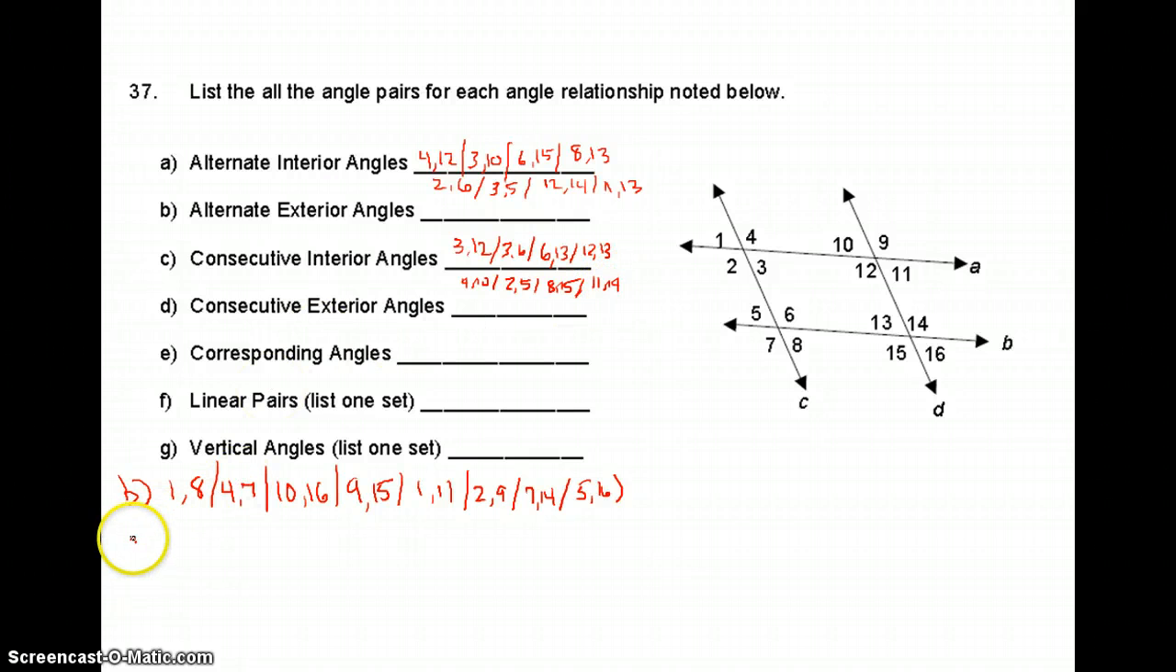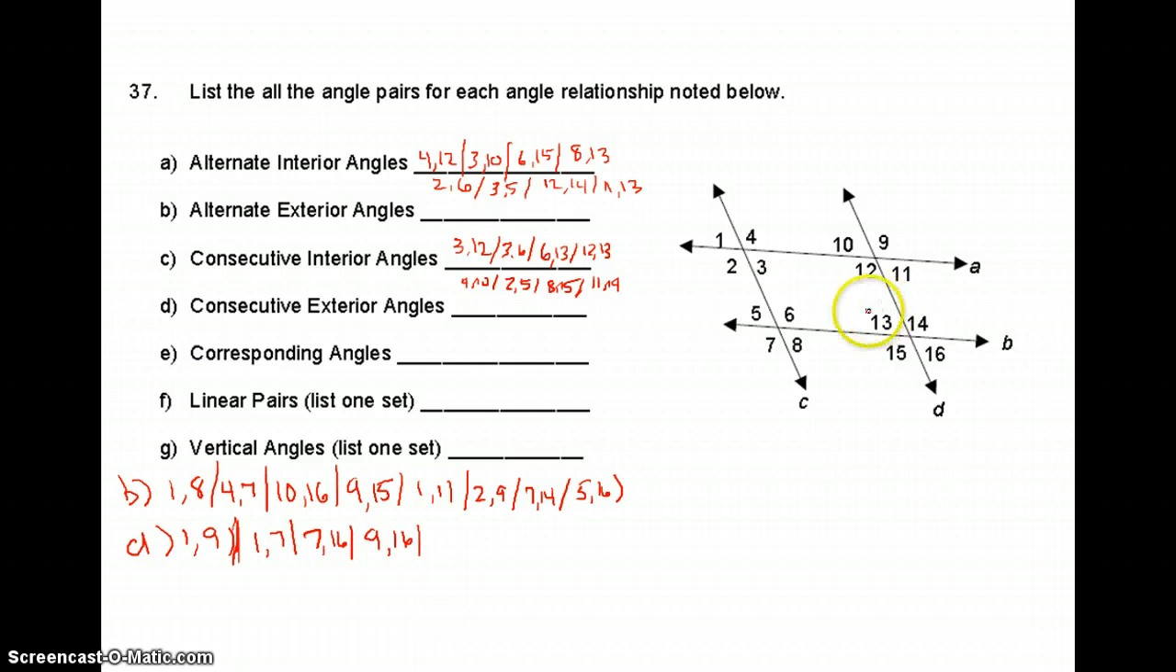And I'm going to put D down here too. Consecutive exterior, so 1 and 9. 1 and 7. 7 and 16. And 9 and 16. Those are all the outside.